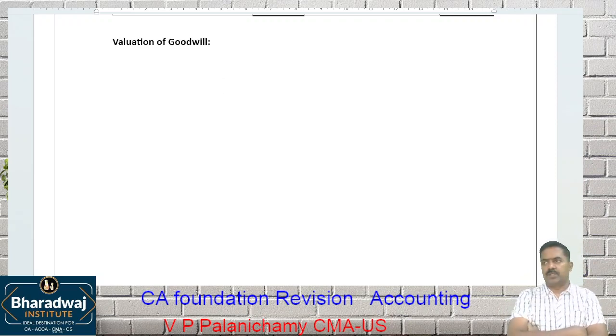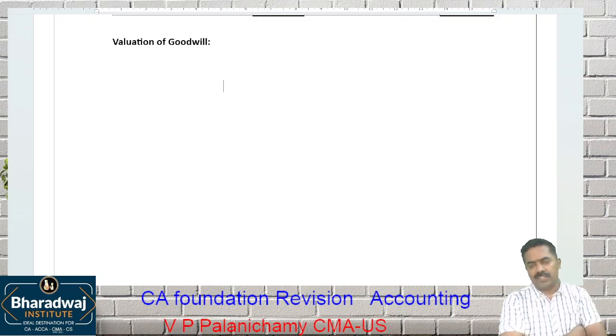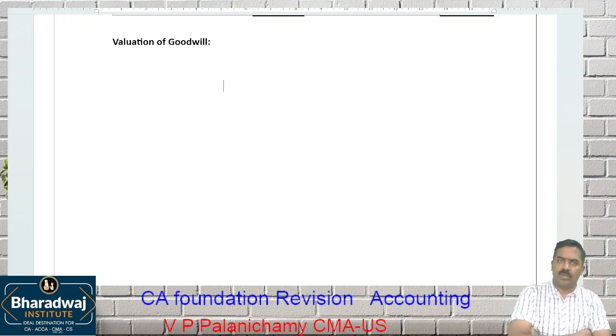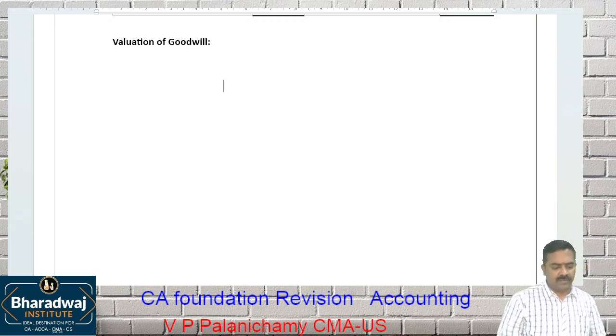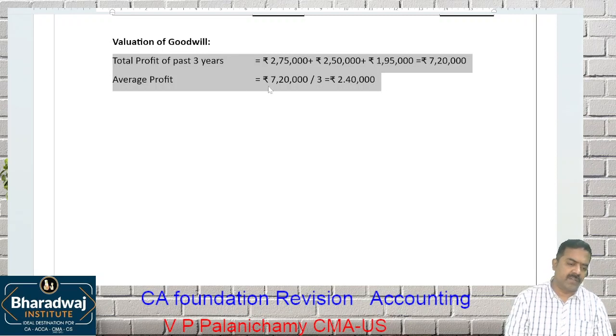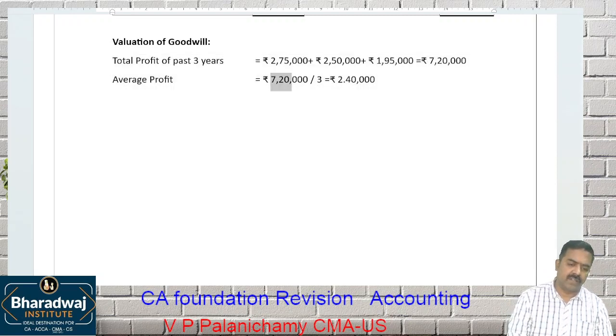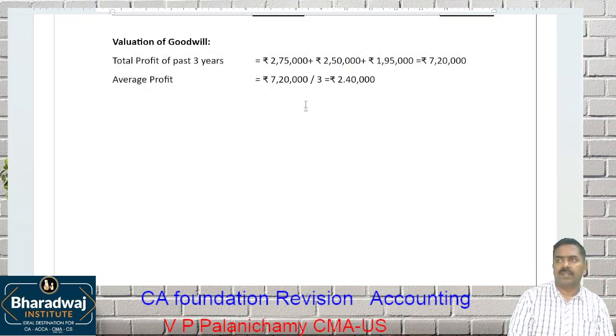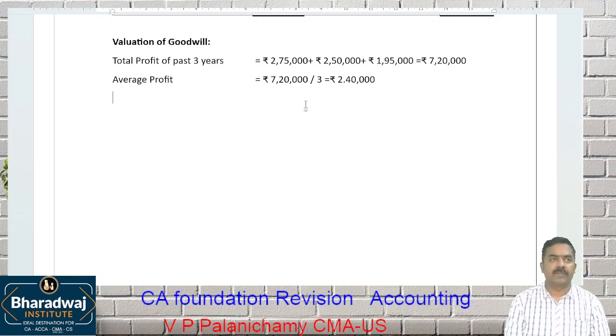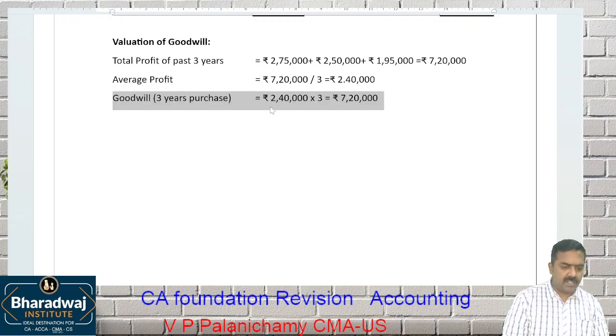Old ratio 1 is to 2 is to 3. New ratio 1 is to 2. New ratio minus old ratio. Which ratio? Gaining ratio also 1 is to 2. So let us value the goodwill. Total profit divided by 3 years will give us which profit? Average profit. That into how many years' purchase? 3 years purchase or 4 years purchase? 3 years. Goodwill has to be valued at 3 years' purchase.